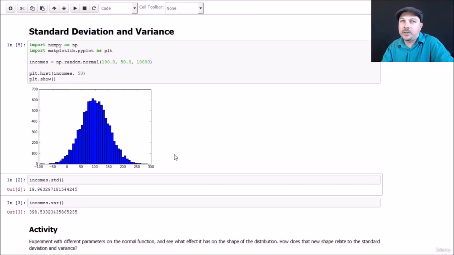So play around with different values. Just get a feel of how these values work. This is the only way to really get an intuitive sense of standard deviation and variance. Mess around with some different examples and see the effect that it has. So play around with this a little bit. See you in the next lecture.